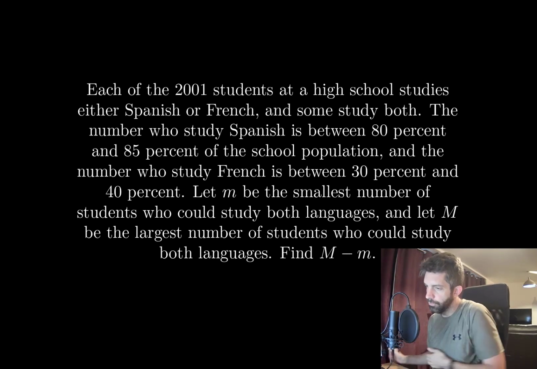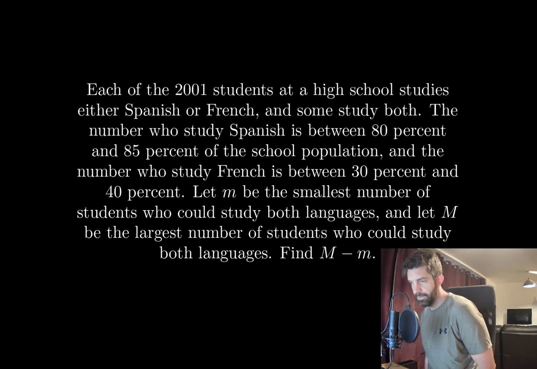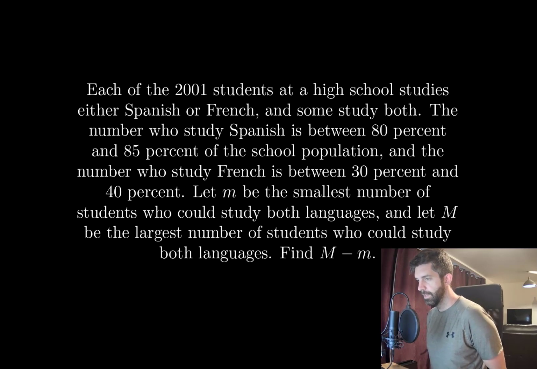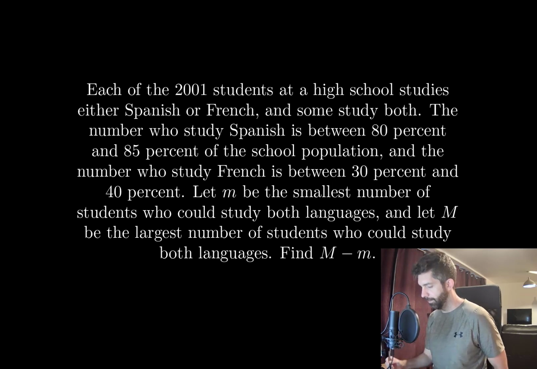Each of the 2001 students at a high school studies either Spanish or French, and some study both. The number who study Spanish is between 80% and 85% of the population. The number who study French is between 30% and 40%. Let little m be the smallest number of students who could study both languages, and let capital M be the largest number of students who could study both languages. Find capital M minus little m.